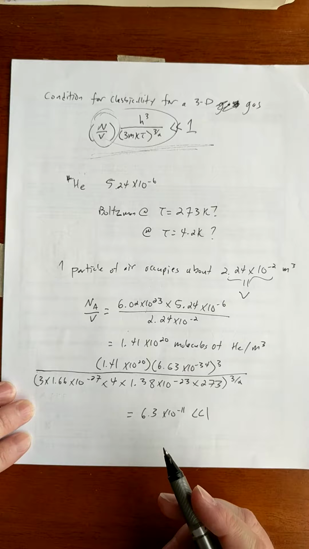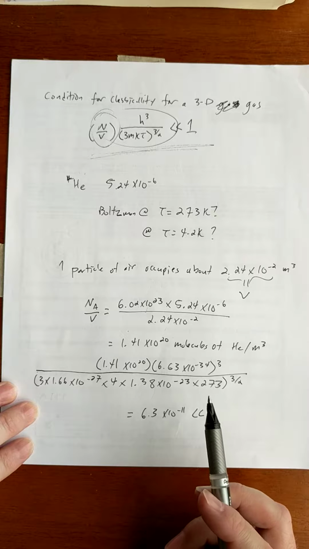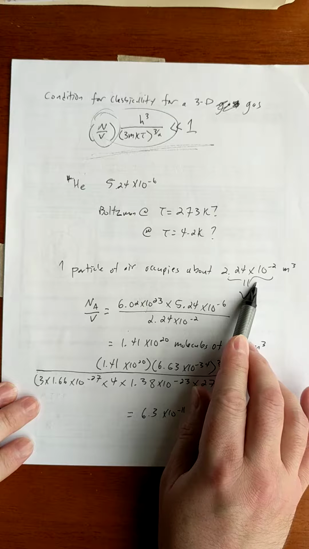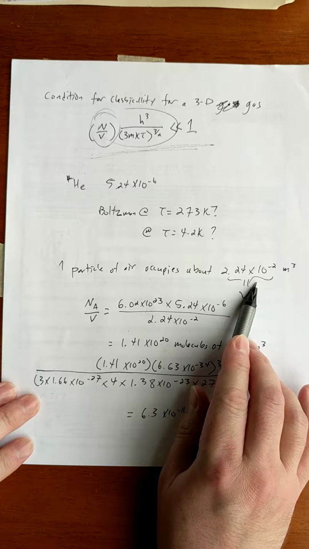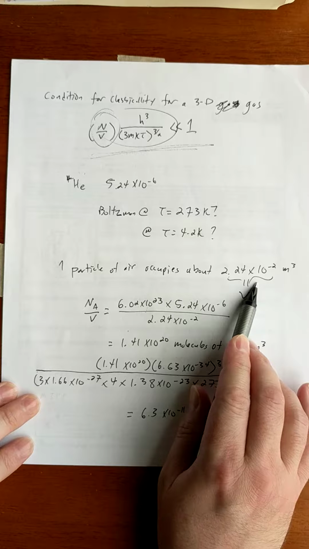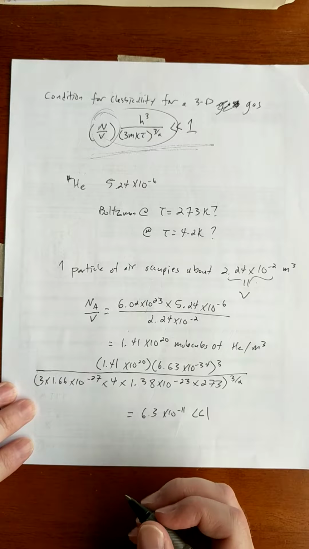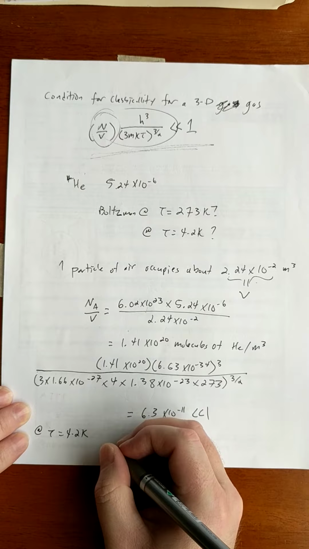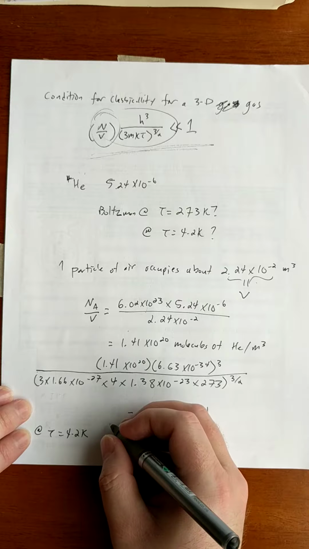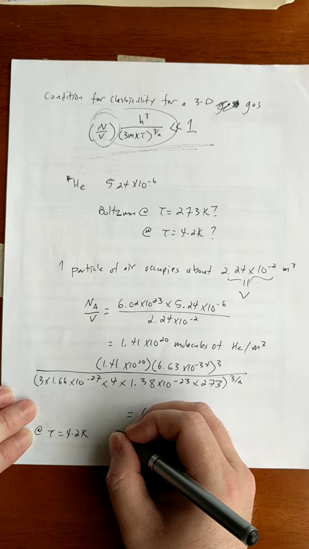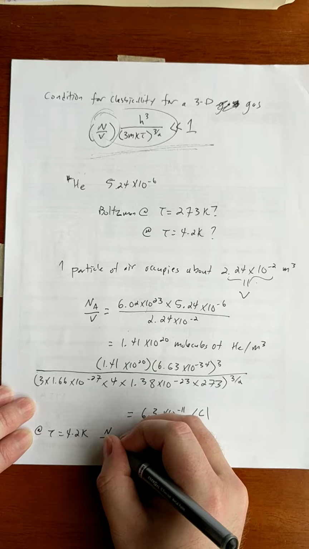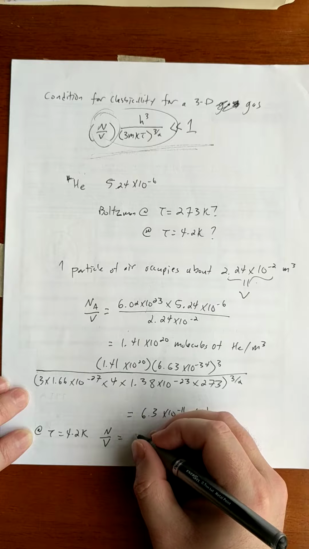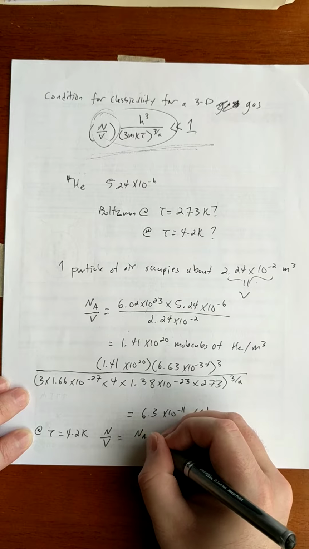So now when we cool this gas way, way down, we're not going to have this 2.24 times 10 to the negative 2 anymore. Right? The density of liquid helium at its boiling point, so at T equals 4.2 Kelvin, particle density N over V is equal to Na molecules.